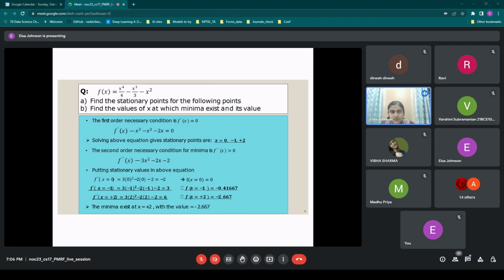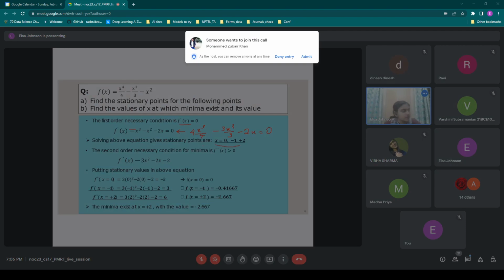So this is just an equation like f of x is equal to x raised to 4 by 4 minus x cube by 3 minus x square. So the first order condition, f dash of x is equal to 0. So f dash of x will be equal to 4x raised to 3 by 4 minus 3x square by 3 minus 2x equal to 0. That is leading to this equation, and solving above points, you'll be getting these values.